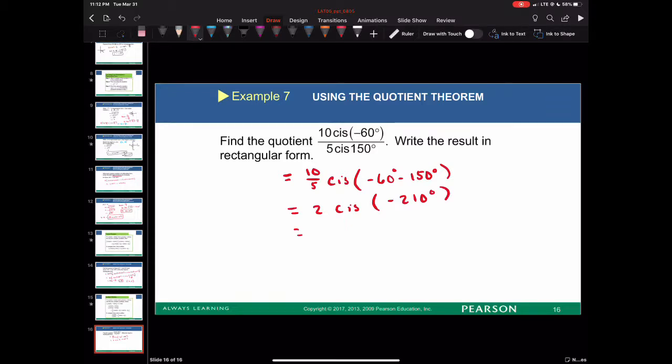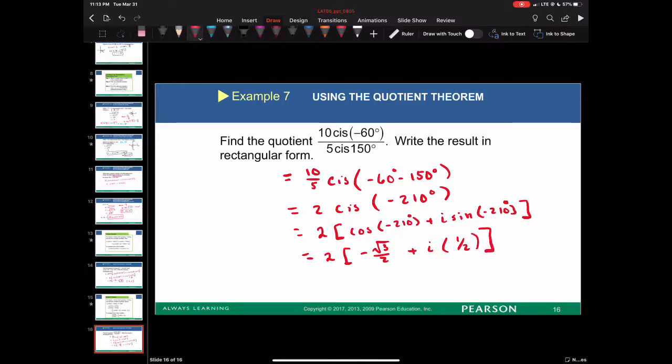which is equal to what? 2 times the cosine of -210 degrees plus i sine of -210 degrees. Then, when we look at what this equals, this will be 2 times what? Negative the square root of 3 over 2 plus i times what? 1/2. So the cosine of -210, it'd be negative square root of 3 over 2. And you know it's negative because it's in what? The third quadrant.